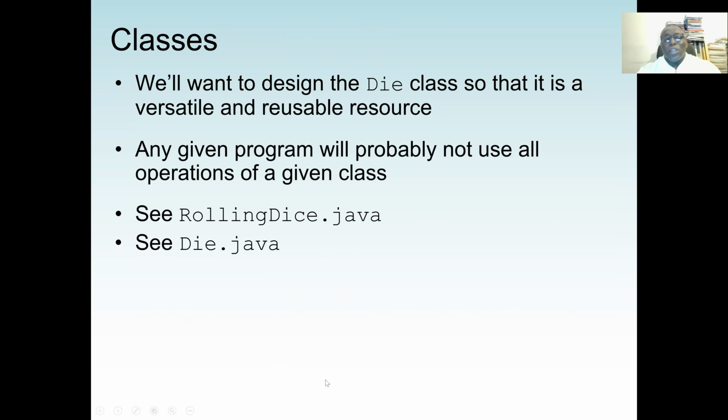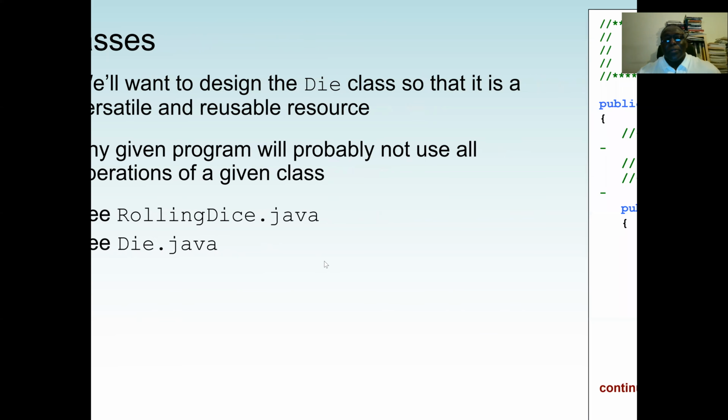So let's see a very good example here. So we say in a given program we will probably not use all the operations of a given class. What we mean is that I may have a class with 10 methods, with maybe 2 or 3 instance variables. Most likely, we are not going to use all the 10 methods. I will only use the methods that I need. And anytime we are calling a method, we use the dot operator: start with the object name, dot, then the method name. Then if there is any argument, you pass the argument to it.